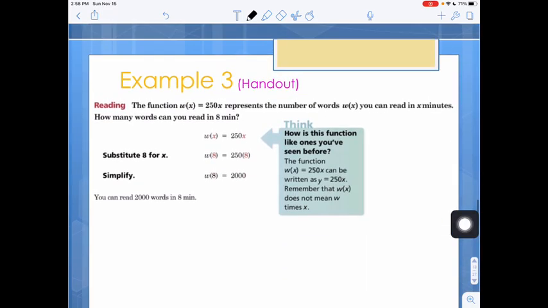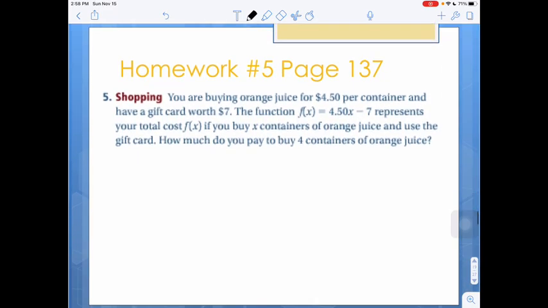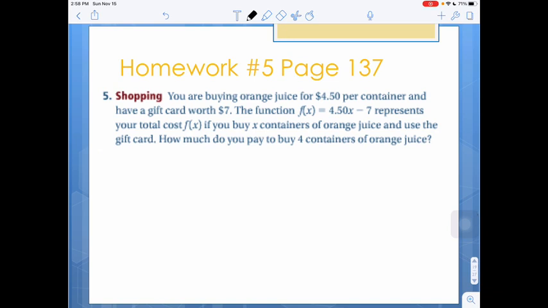The next slide has this work written out. And then on page 137, we have the following. You try number 5. You are buying orange juice for $4.50 per container and have a gift card worth $7. The function f of x equals 450x minus 7 represents your total cost f of x if you buy x containers of orange juice and use the gift card. How much do you pay to buy 4 containers of orange juice?